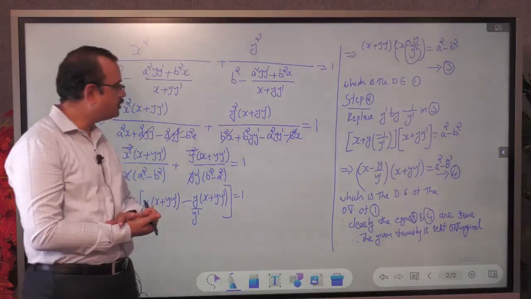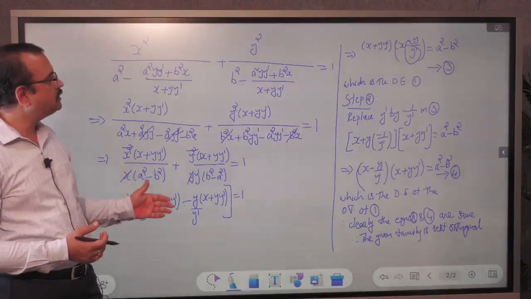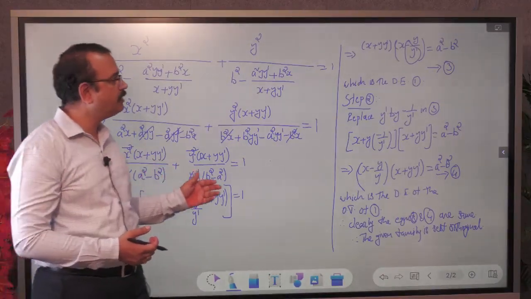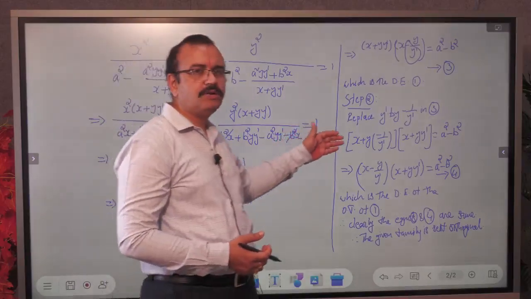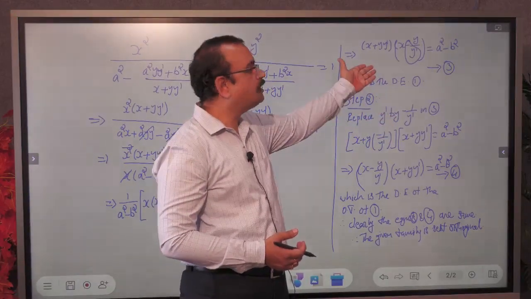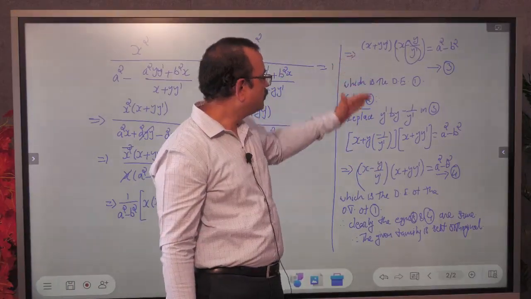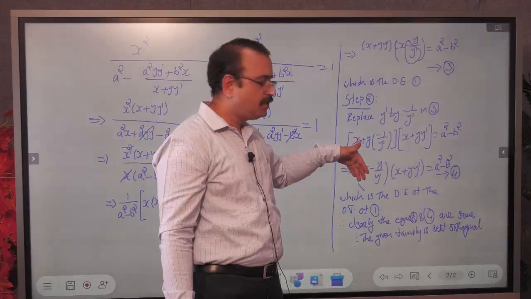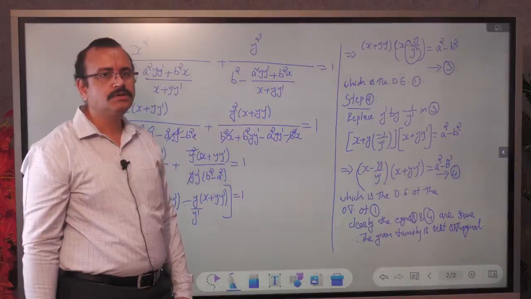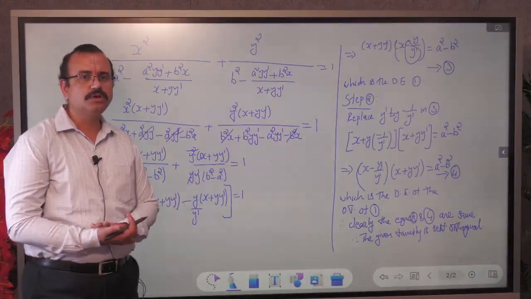So let me tell you once again. In step 1 we have to find out the orthogonal trajectory. In step 1 we have to form the differential equation of the given family. In step 2 we have to replace dy by dx with minus dx by dy in that obtained differential equation, and if you find that both the differential equations are same, then we can conclude that the given family is self orthogonal. So this is how we can identify whether a given family is self orthogonal or not.